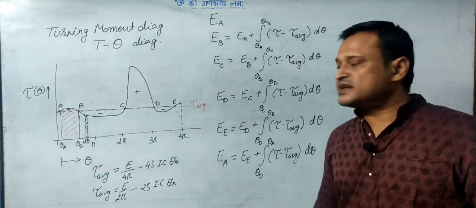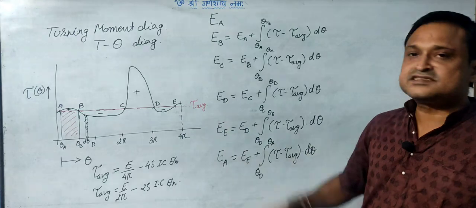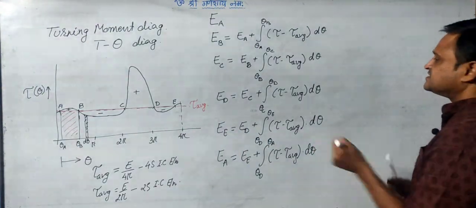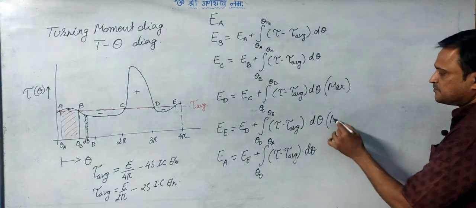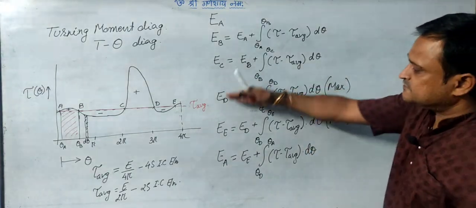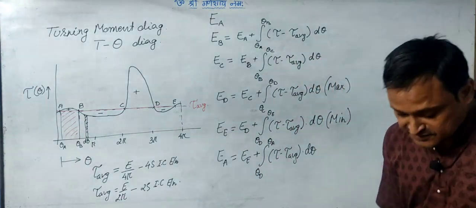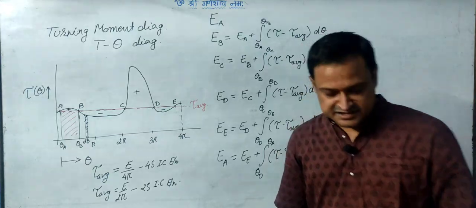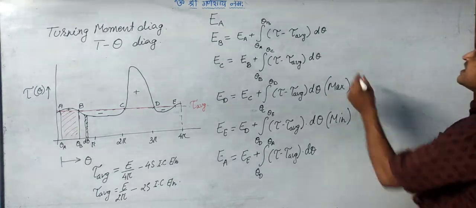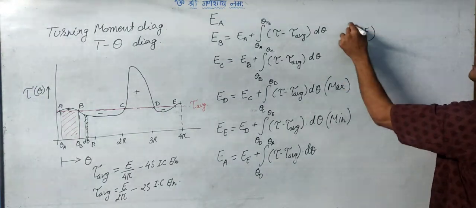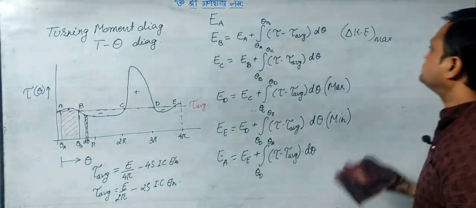Here I can see the maximum portion is this. So maybe this C to D, energy at D, this is the maximum value, let us say. And somewhere here, if this is the minimum, the difference of these two will give me the maximum fluctuation of energy, which is of course the mechanical energy or kinetic energy. We denote it as delta K max. So what is this delta K max? It is the maximum fluctuation of energy.